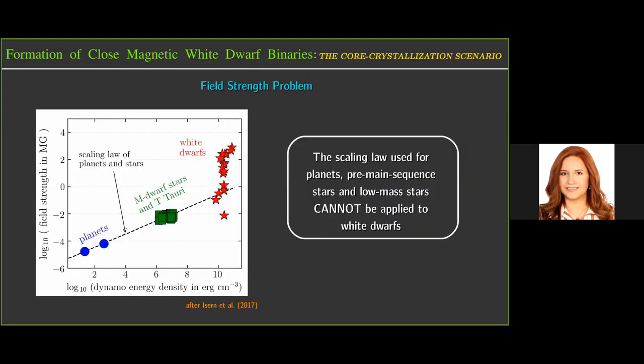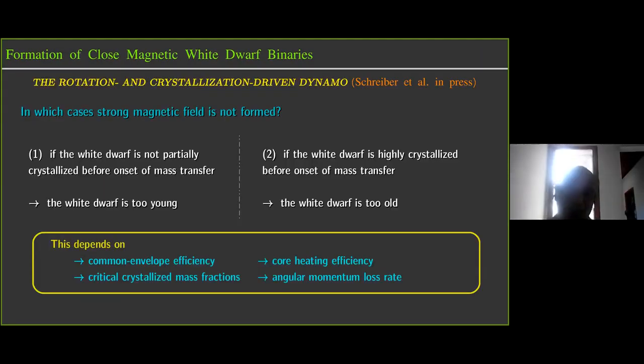You had the relative abundance or relative frequency of magnetic and non-magnetic cataclysmic variables. How do you explain it in the context of this model? Yeah, I also have a slide here for that. Because we have basically two situations in which the white dwarf will remain non-magnetic. The first one we briefly discussed is this: if the white dwarf is not crystallizing before the CV phase, then likely this heating, because of the accretion, will not allow the core to crystallize. So this CV will remain non-magnetic.